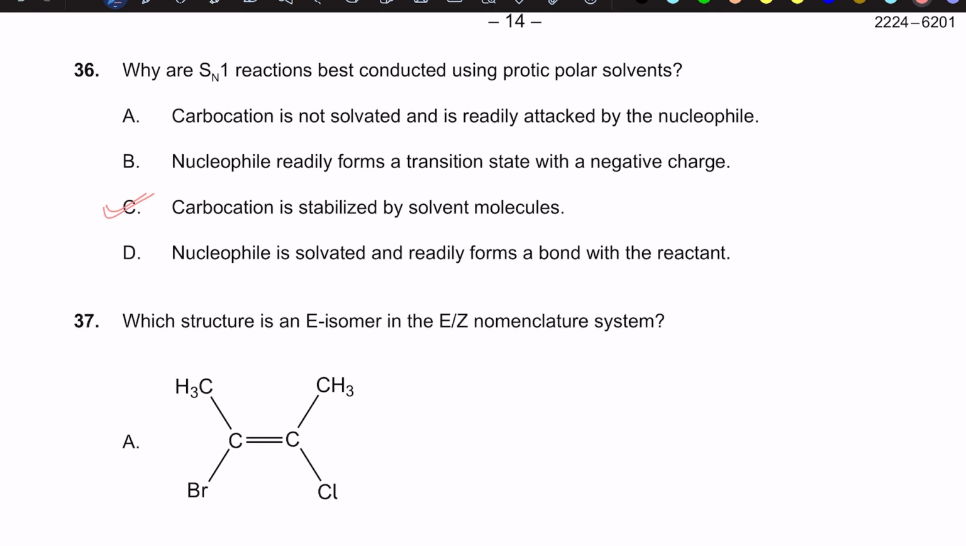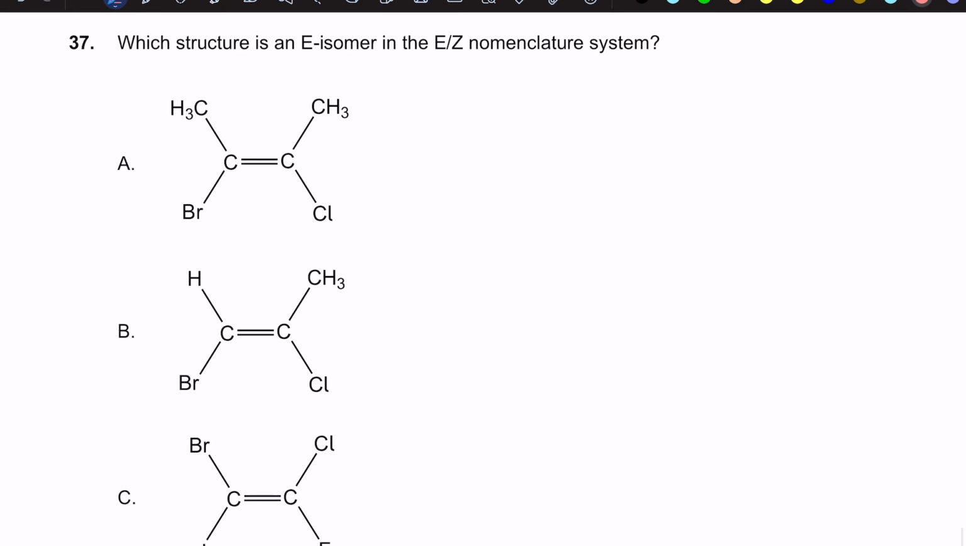Option A is not correct: the carbocation is solvated and forms a transition state with the negative charge? No, this happens for SN2 reactions. Generally the nucleophile is also solvated, but C is still a better option compared to D, because if the nucleophile is solvated, it becomes stable and will not attack. You can see the nucleophile is not solvated as much as the carbocation. So C is the answer here.